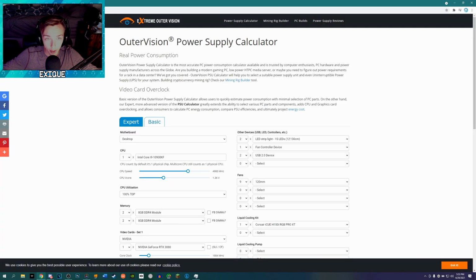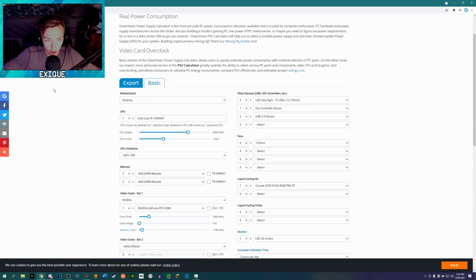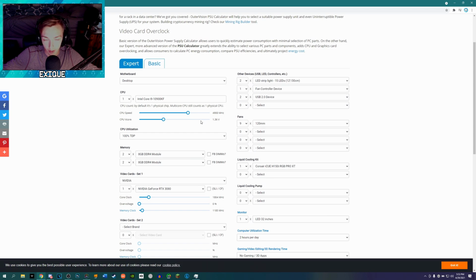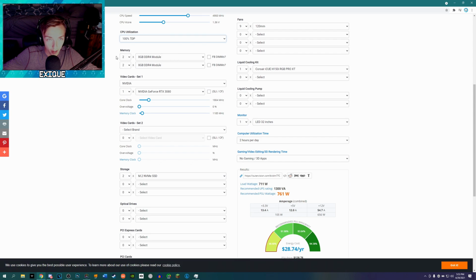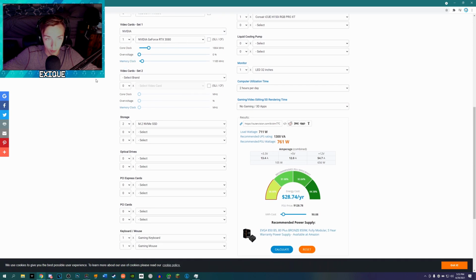So what I would definitely recommend is to use the Extreme Outer Vision calculator. I'm going to have this link down in the description below. Turn it to expert, and as you can see right now, I have the i9-10900KF overclocked to 4.9, and I also put up the Vcore to the proper voltage. I changed it to 100% TDP. It recommends 90, but you have to realize that your PC is going to spike. If the power supply can't handle that spike, then more than likely you're going to end up crashing. So put that in, my 4 8-gigabyte sticks of DDR4, and the RTX 3080.